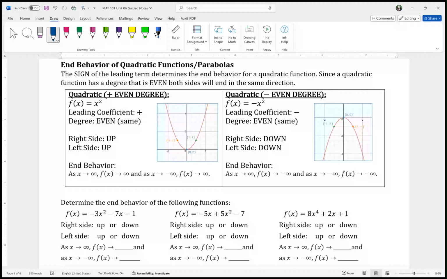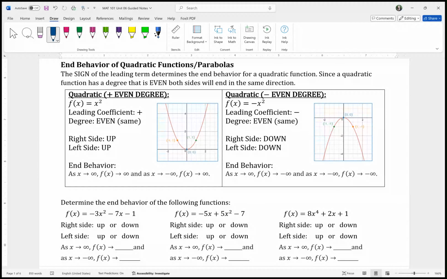Okay, we are looking at the end behavior of quadratic functions, and these are parabolas. Parabolas are those graphs that are U-shaped, either pointed up or down. So our U goes up or down, okay? And we're going to see why, and what tells us whether we have parabolas up or down.